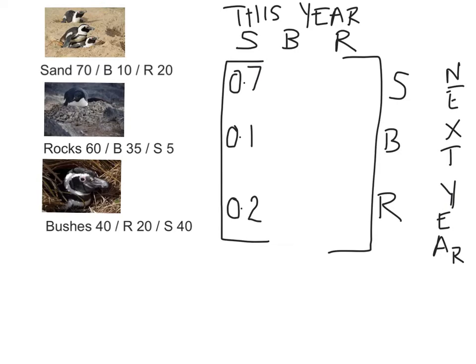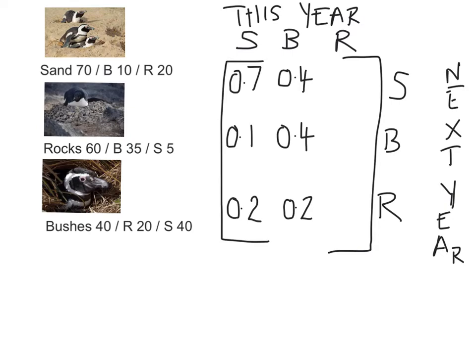Of the penguins nesting in the bushes this year, 40% are going to stay in the bushes. So there's bushes at the top and bushes at the right, 40%. Penguins that will be bushes this year and sand next year is 40%. And penguins that are in bushes this year, but the rocks next year is 20%. And those three decimals you can see on the bottom left there, with the penguin that's currently in the bushes.